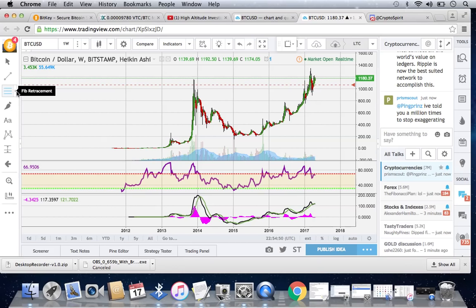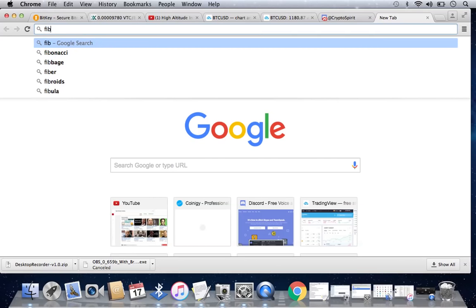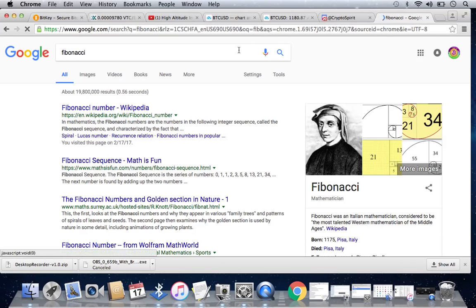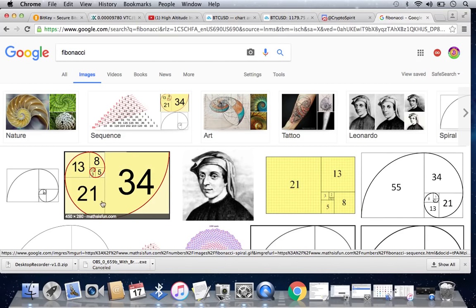Now, what is Fibonacci? Well, Fibonacci is just a mathematical sequence. Let's just look at it on Google. Basically, you add the previous number with the next. So it starts out 2, 3, 5, 8, 13, 21, 34.